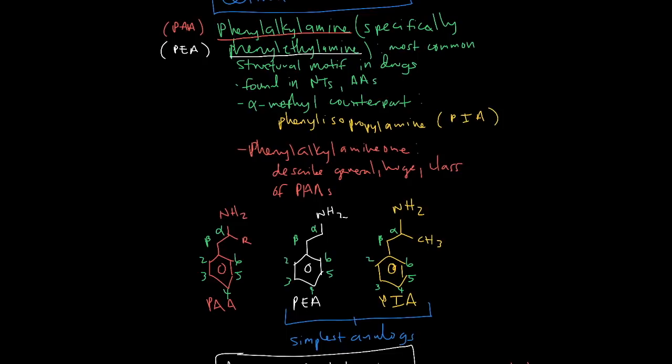And their alpha methyl counterpart is phenylisopropylamine. So here's your phenylisopropyl, meaning three carbons, one, two, three, and amine. Your phenylisopropylamine is your alpha methyl counterpart, meaning that your PAA is here. You're adding a methyl to the alpha carbon, which is the carbon right after the amine group. So adding a methyl on the alpha carbon makes it a phenylisopropylamine. Basically, your PIAs are your alpha methyl analogs of phenylalkylamines, or PAAs.